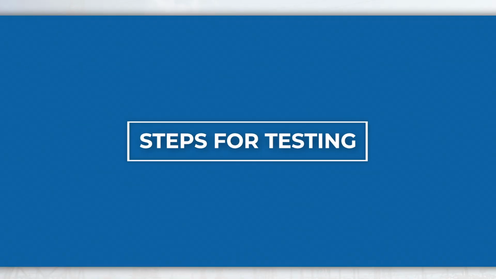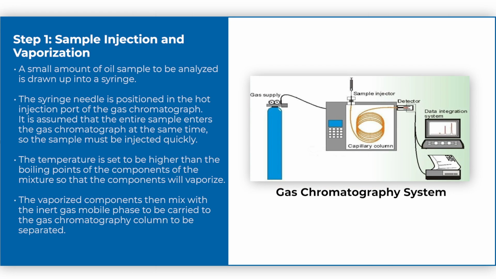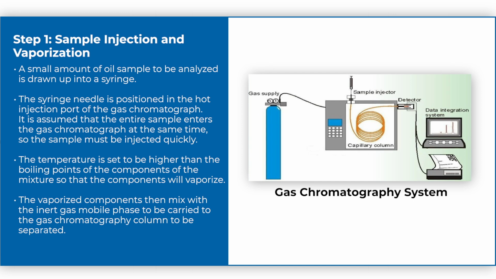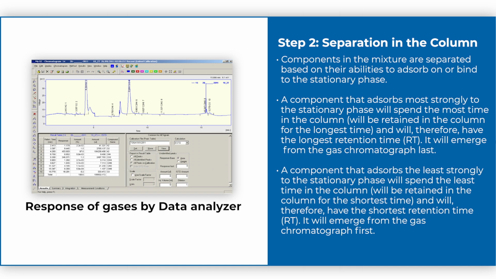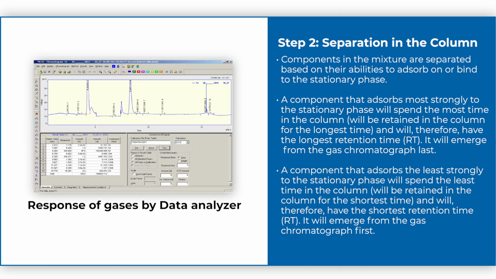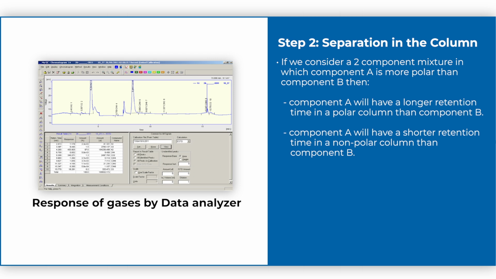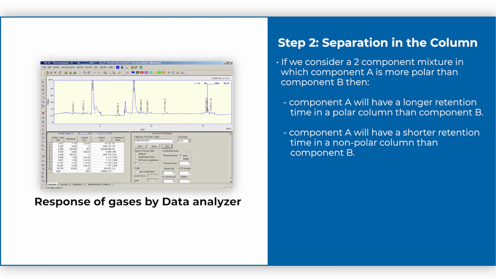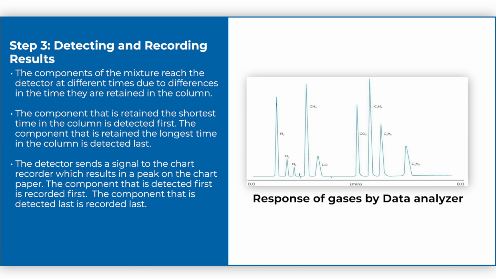Steps for testing. To perform this test in the laboratory, these steps are to be followed. Steps for sample injection and vaporization. Steps for separation in the column. Steps for detecting and recording results.